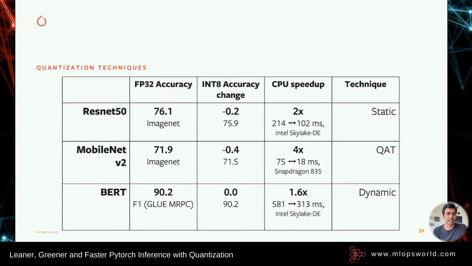So this is a simple comparison of a few models. You can see that the accuracy doesn't change very much when we are moving from FP to int8, especially for the image models, and BERT has no accuracy change at all. And you can see that the CPU speed up is pretty sizable. Like it's more or close to double, and for MobileNet, it's 4 times. And MobileNet was trained on QAT, so even though it's a very small model, the accuracy has not degraded by too much.